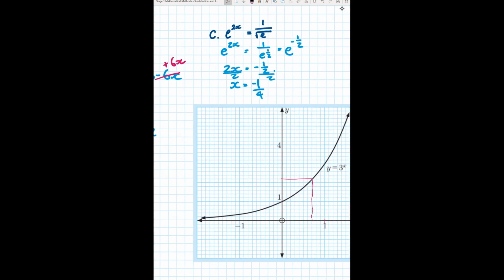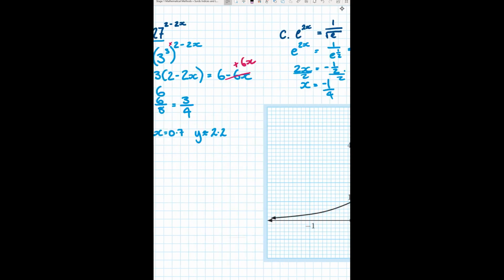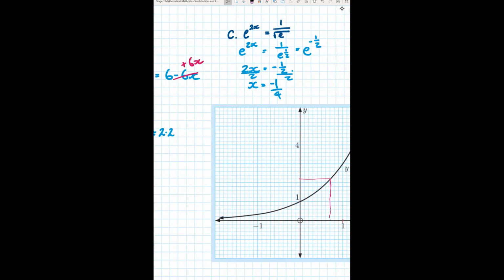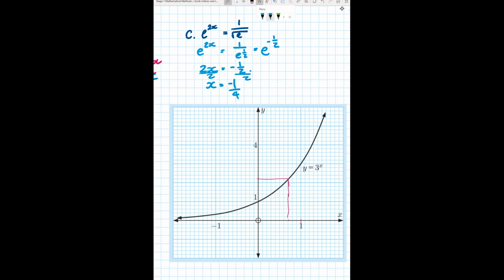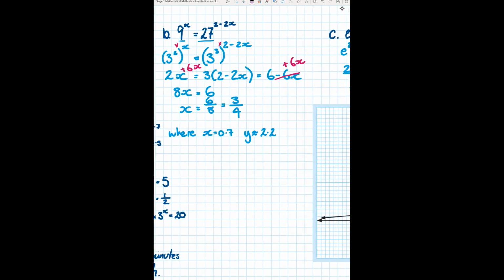Same thing for where x equals minus 0.5. So here's 1 again, so we count x equals minus 0.5 up to this line and across. We have 0.2, 0.4, around about 0.6 there.